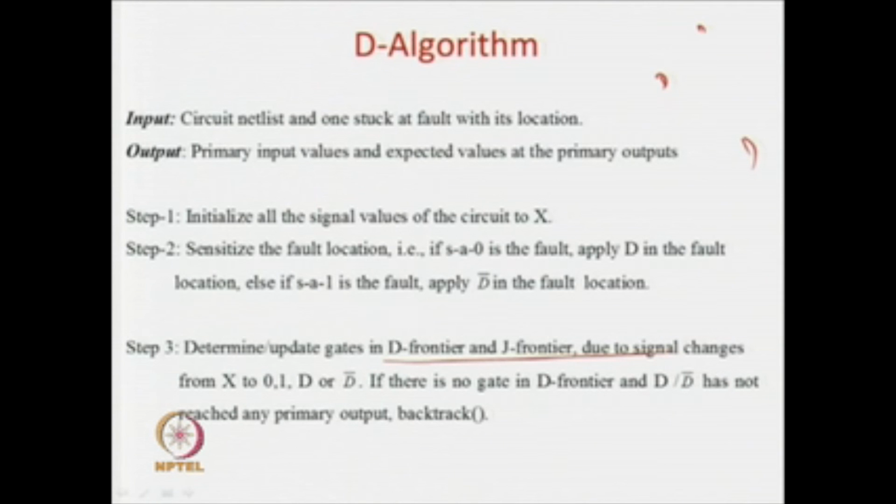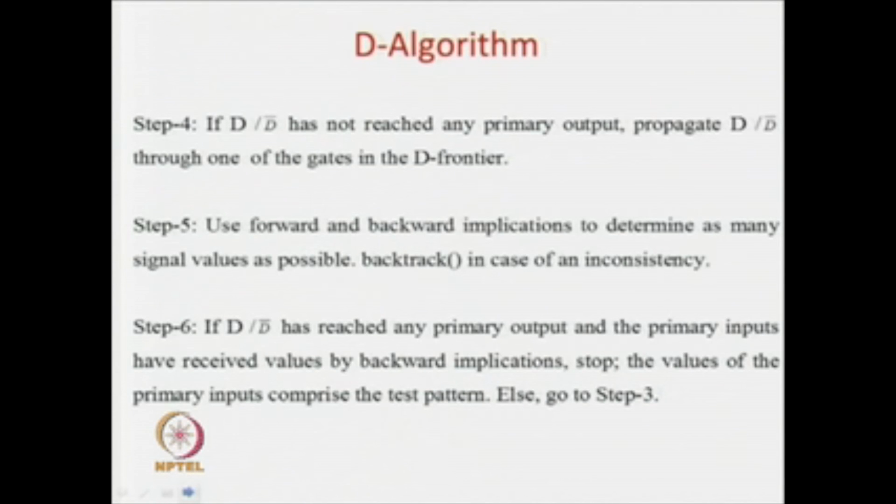But if at some point you find that there is no gate in the D frontier, that is, somewhere your D or D prime propagation has been blocked and you have not reached the primary output, then you have to backtrack. Backtrack may lead to the case that the fault is not testable, because there is no other option left for driving the fault to the output. Or it may happen the other way, that there are other gates in the D frontier at some previous step which you could have used for the fault effect propagation. So, you can try for that.